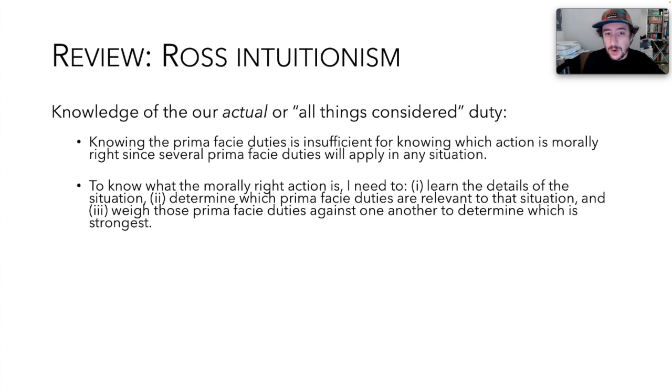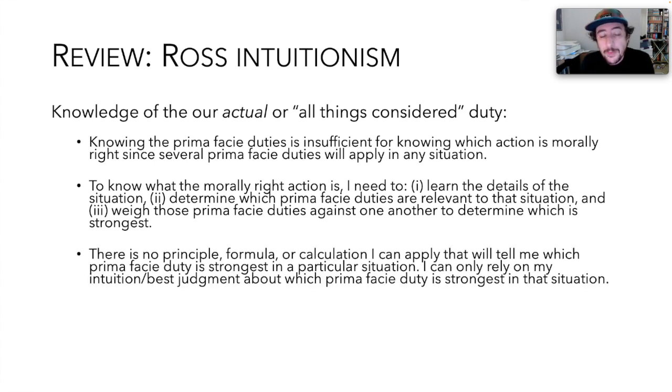So once I've figured out what the situation is and which prima facie duties are relevant, then I need to weigh those prima facie duties against one another, if they're pulling in different directions, in order to determine which of those prima facie duties turns out to be the strongest in that individual situation. Now, according to Ross, though, there is no principle or formula or calculation that I can go through that would be able to tell me which of those prima facie duties is strongest. The only thing I can do is rely on my own intuition or best judgment about which of those is strongest or most important in that situation.